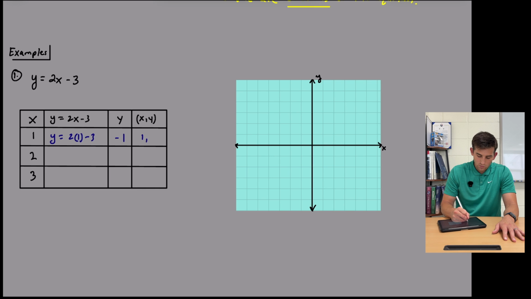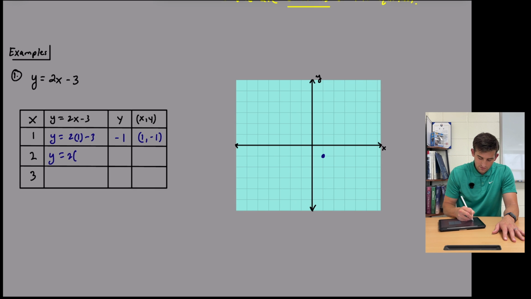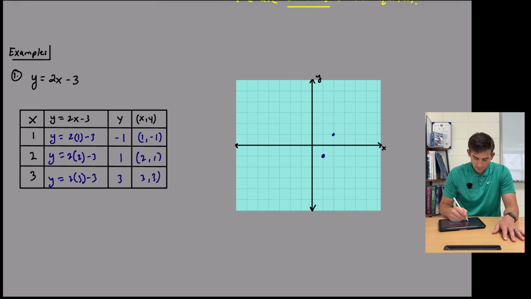So now we have the point 1 comma negative 1, and we can plot that on our graph. Now let's do the same thing for 2 and 3. 2 times 2 is 4, and 4 minus 3 would be 1. So this would be 2 comma 1. And then 2 times 3 is 6, and 6 minus 3 would be 3. So this would be 3 comma 3.